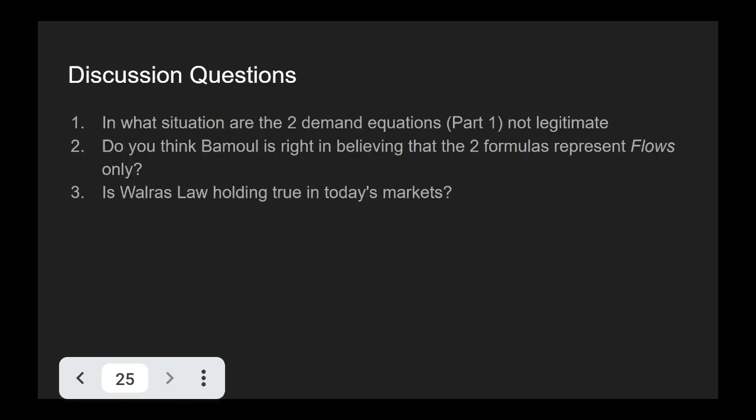So now here are our discussion questions. In what situation are the two demand equations from part 1 not legitimate? Do you think Baldwin is right in believing that the two formulas represent flows only? And is Walras' law holding true in today's market?